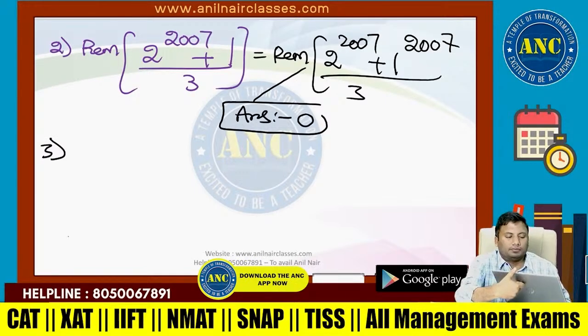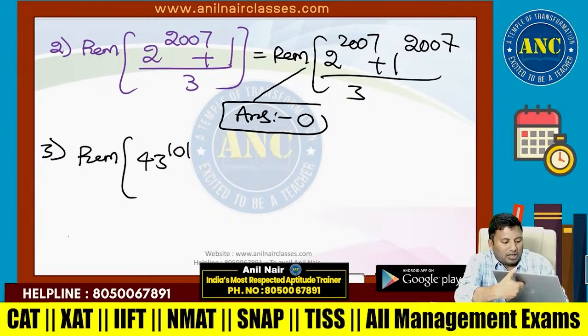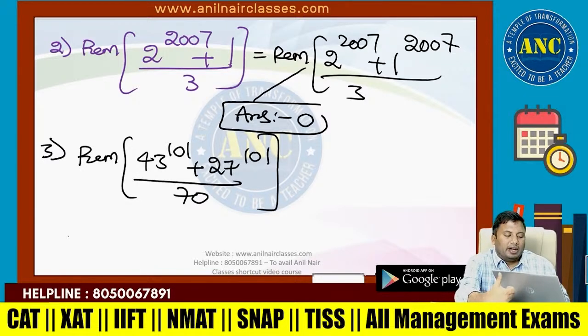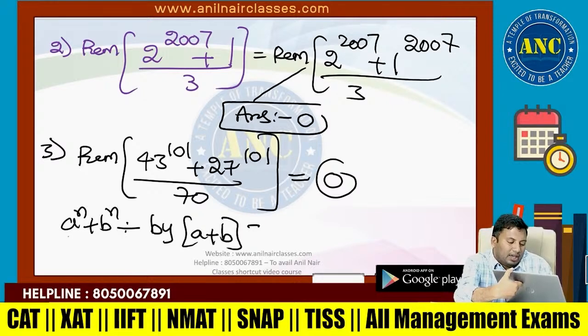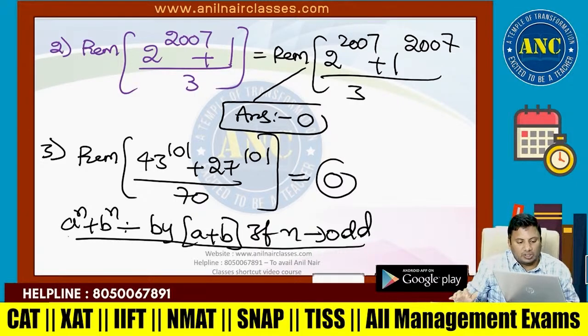Third one. 43^101 plus 27^101 divided by 70. Again the answer is 0. Why? Because a^n plus b^n is always divisible by a plus b if n is odd.